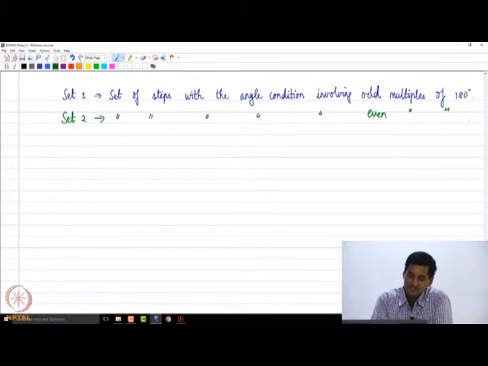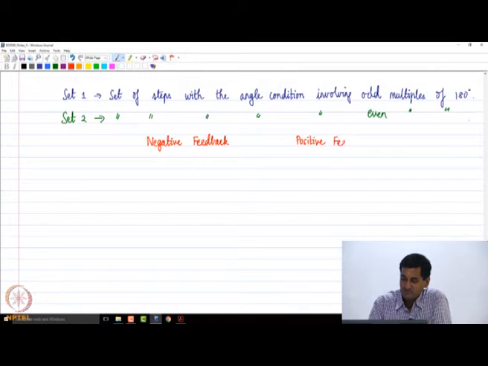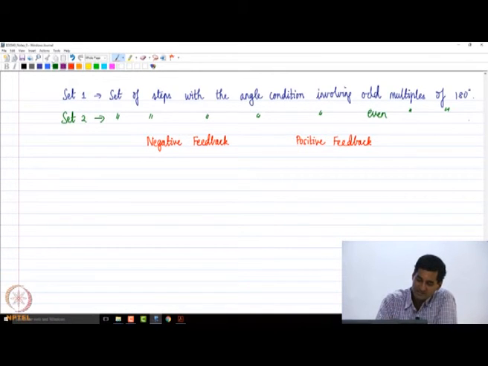We can immediately construct a grid like this, right. So, let us say we have negative feedback, right, positive feedback, just to have a bird's eye view of what steps to follow to construct the root locus, and then we have k greater than 0 and k less than 0, right. We can form a grid like this.